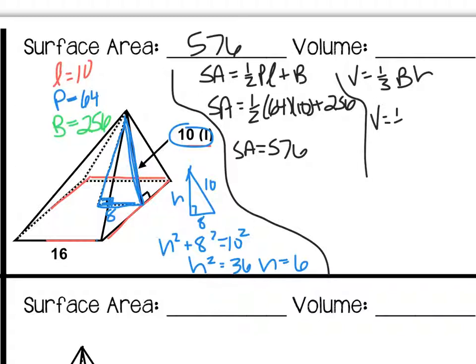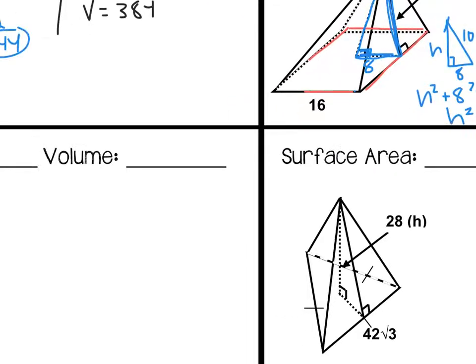Volume is 1/3. Area of the base was 256 times my height, which is 6. So my volume is 512. So that was doing a square.